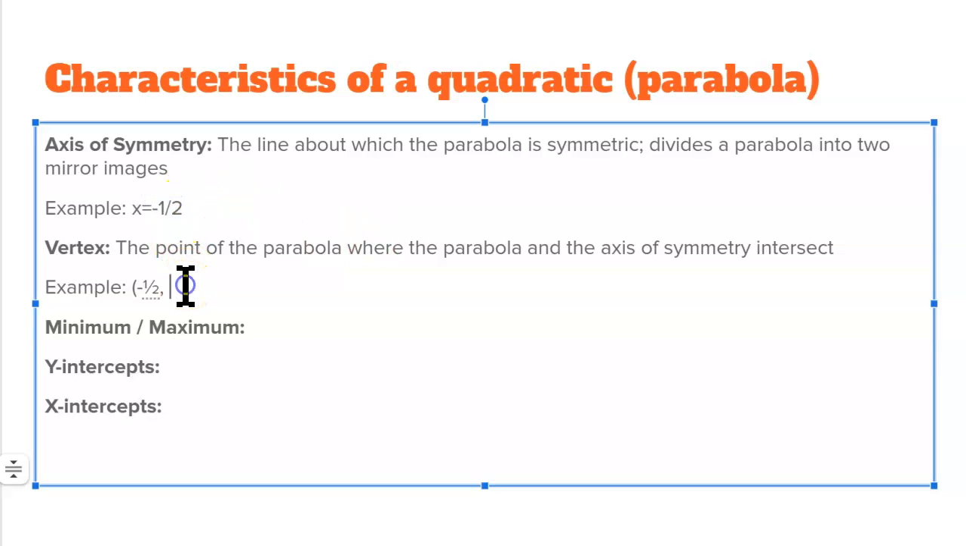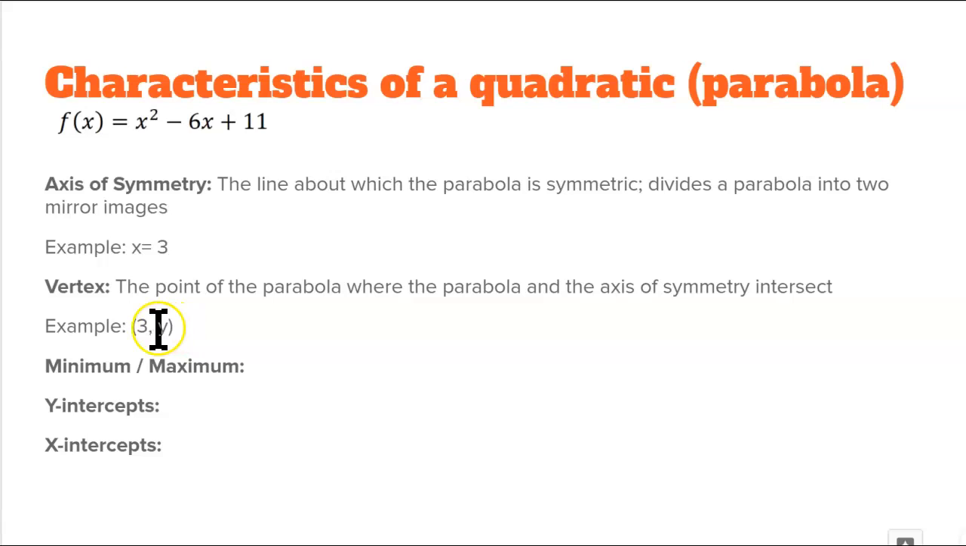It has to be. And then the y value is whatever you get when you plug it in. You plug in negative 1/2. I'm going to make it easier. Let's make it 3. That means this has to be 3. They have to match. And the y-coordinate, so you're going to plug whatever into the function.